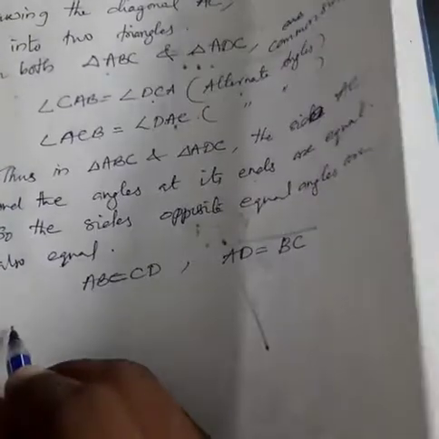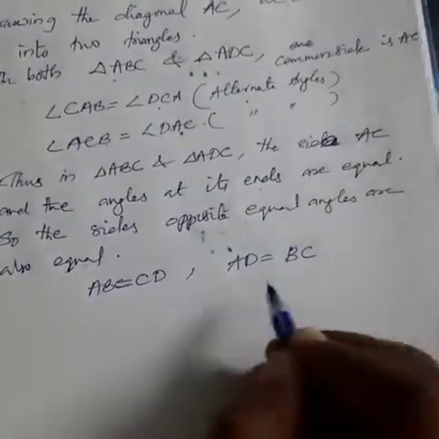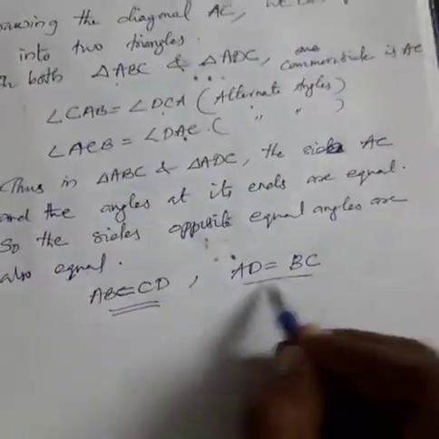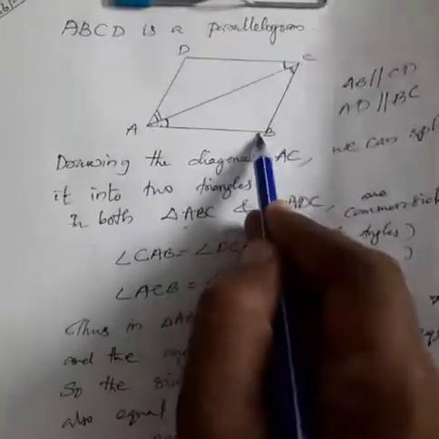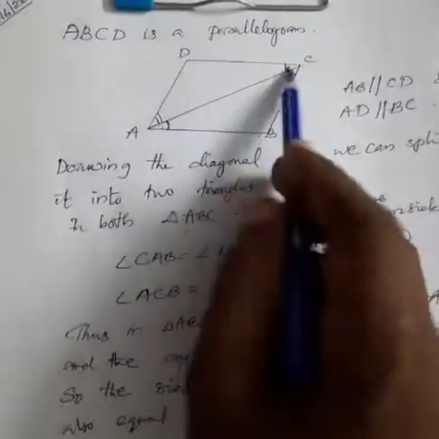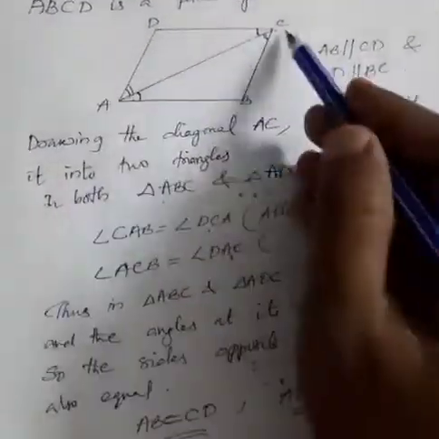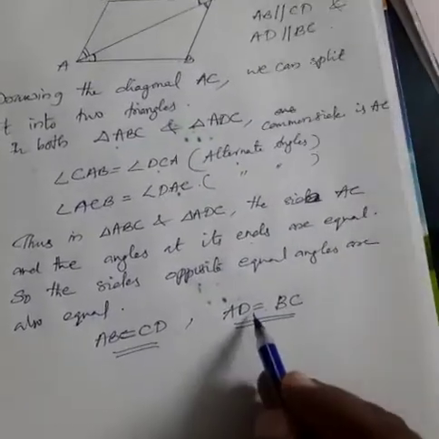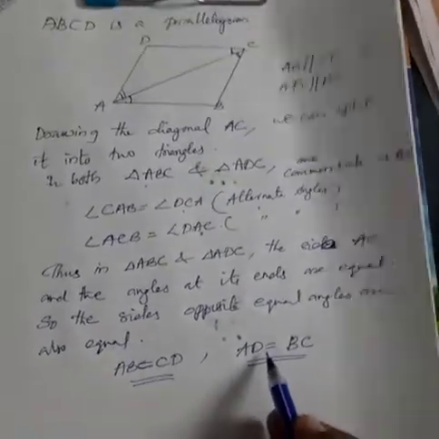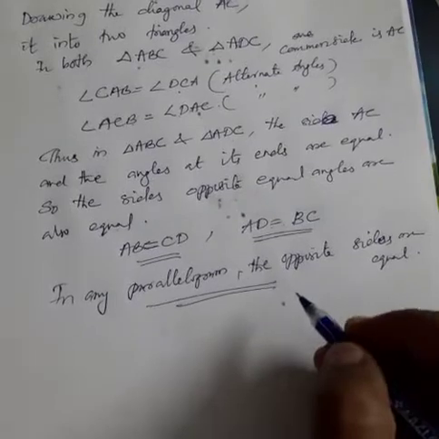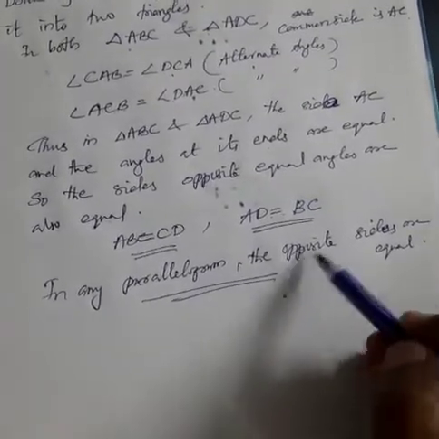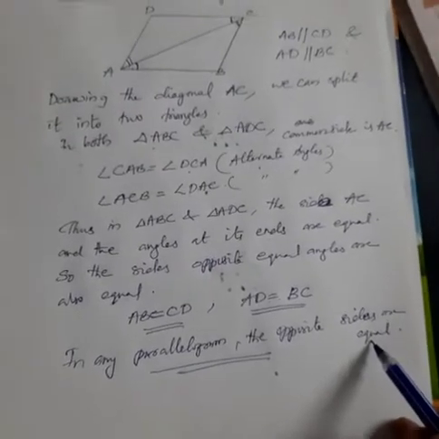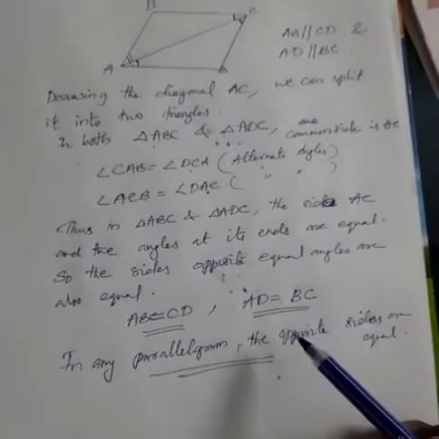So in any parallelogram, the opposite sides are equal. The opposite of AB is CD and the opposite of AD is BC. In any parallelogram, the opposite sides are equal. This is the way we can prove it.